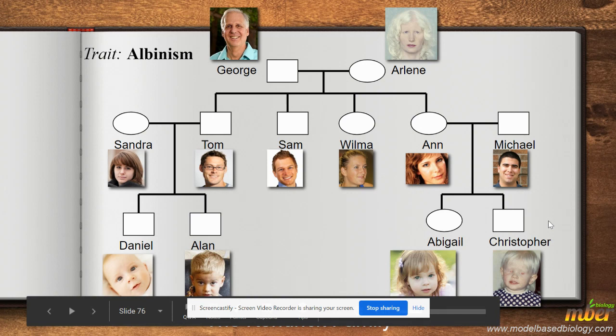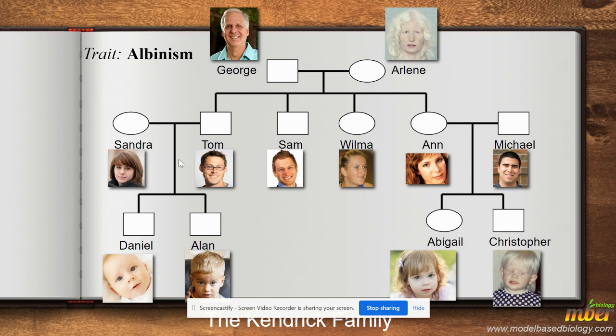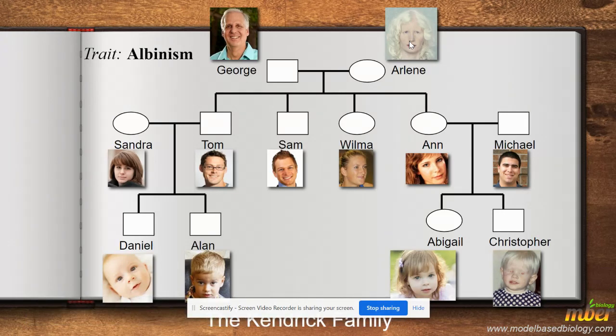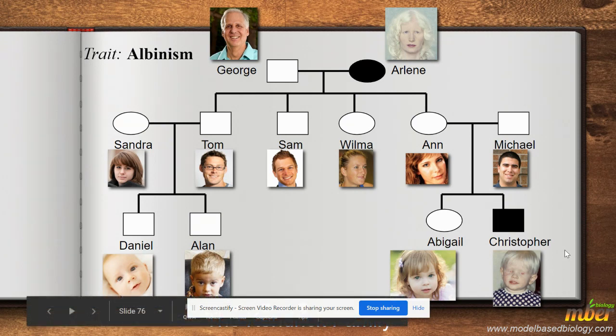So this is the Kendrick family. As you can see, these are the parents of the family. They have 4 children. The eldest is Tom, the youngest is Anne. Tom is married, and so is Anne. Both marriages have resulted in 2 children each. By looking at it, we can see that Arlene and Christopher both are suffering from albinism. So what is the pattern? Based on what I'm seeing right now, it skips generations and it affects both males and females.